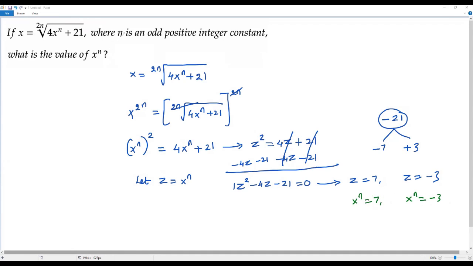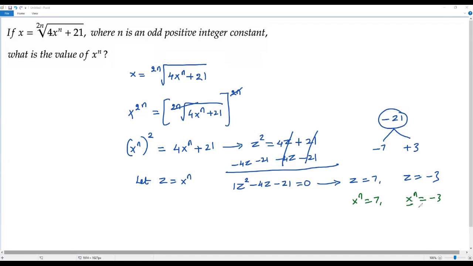Now let's consider the information we have over here. n is an odd positive integer, and when I consider the second value of x to the nth power, that is negative 3, here n is an odd positive integer, and also the value of x to the nth power is negative 3. Then what must be the value of x? Then x must be a negative value, so that when a negative value is raised to the power of an odd positive integer, it will result in a negative value.